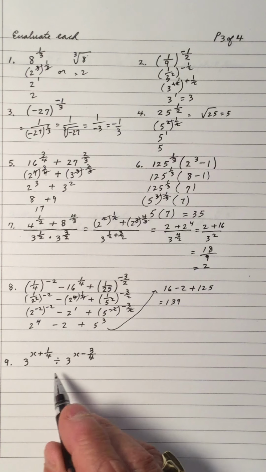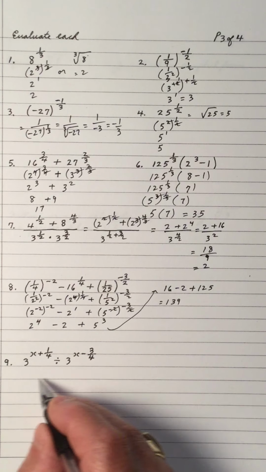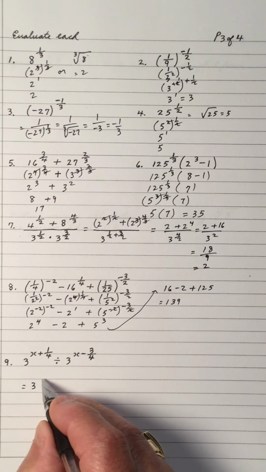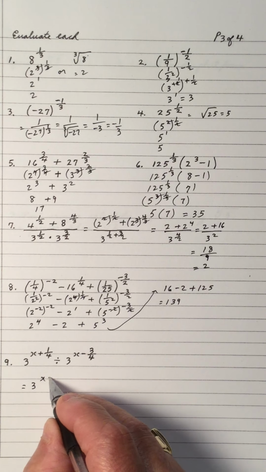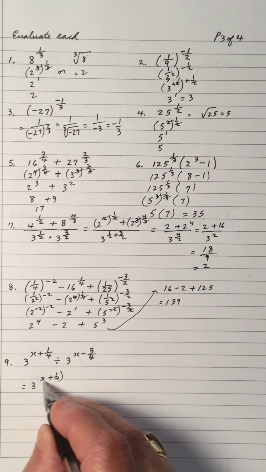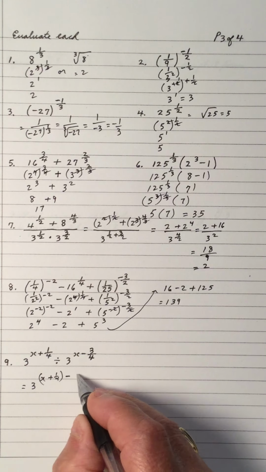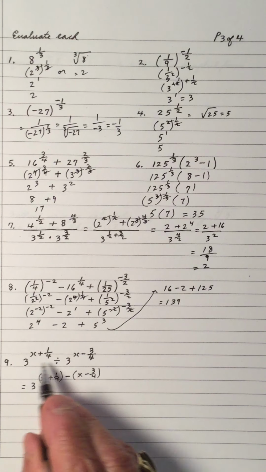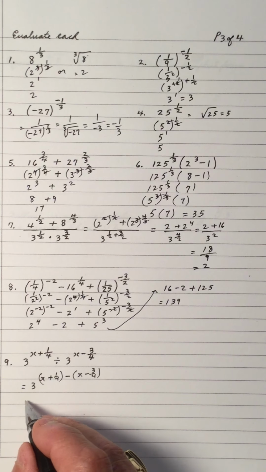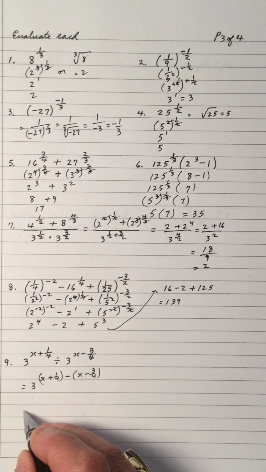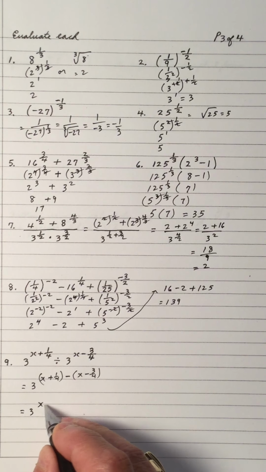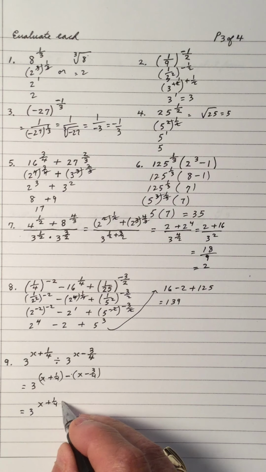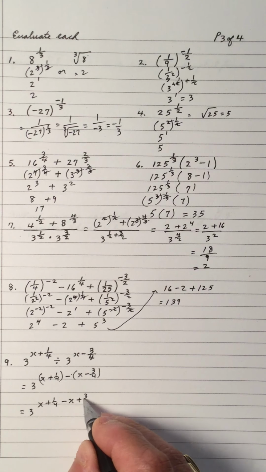And number 9 here, we're dividing same bases. So we subtract our exponents. So it's x plus 1/4 subtract x minus 3/4. Same bases dividing, we subtract the exponents. So that's 3 to the x plus 1/4. When we subtract, we can add the opposite, so it's a -x plus 3/4.